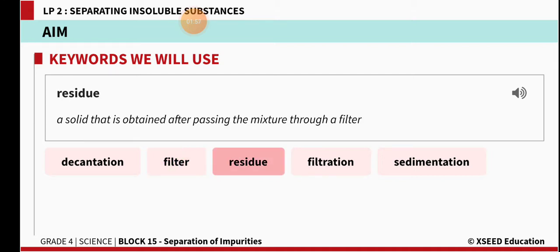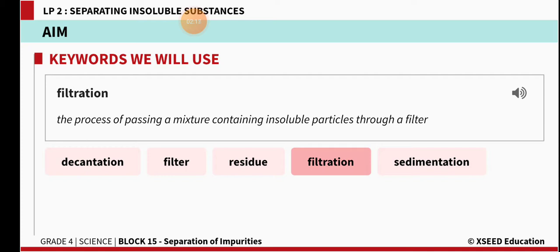Now the next one is residue. Residue means a solid that is obtained after passing the mixture through a filter paper. Now the next one is filtration. Filtration means the process of passing a mixture containing insoluble particles through a filter.